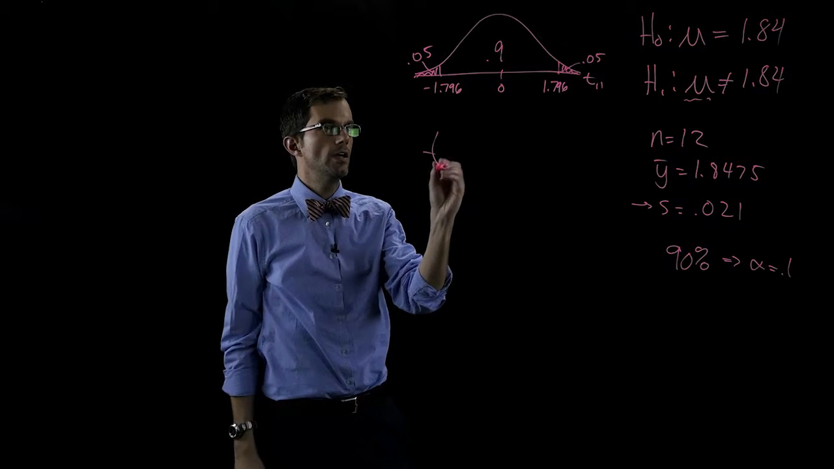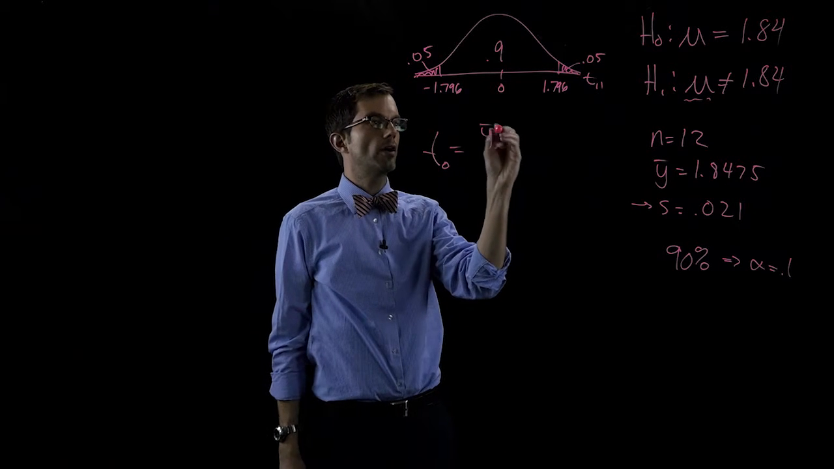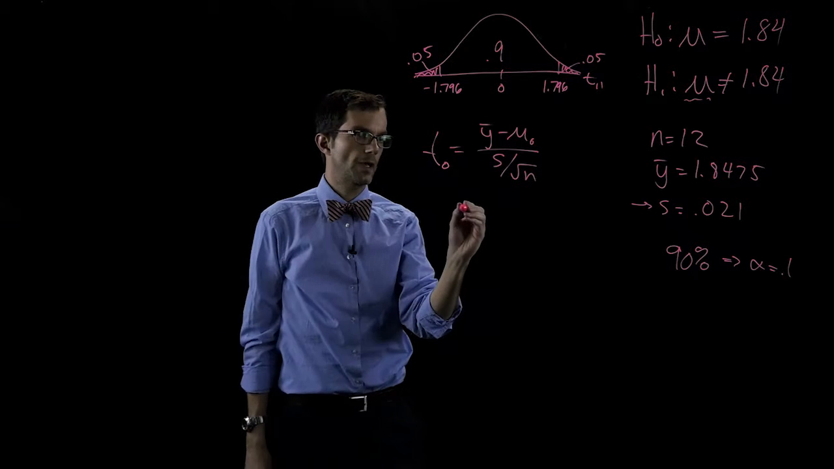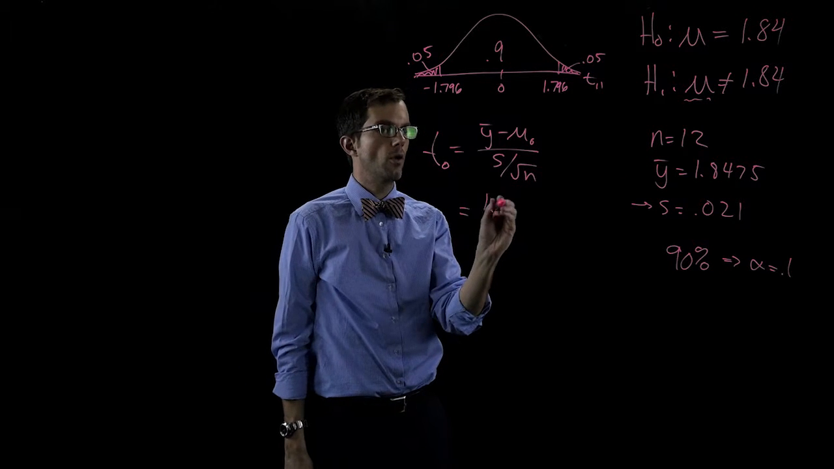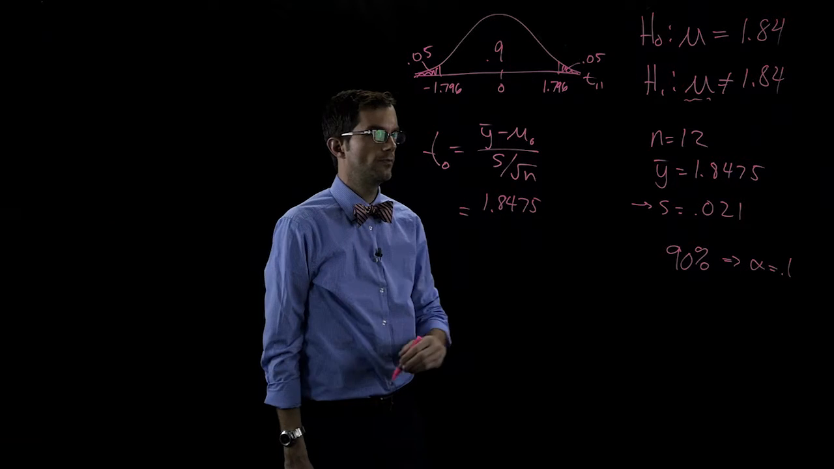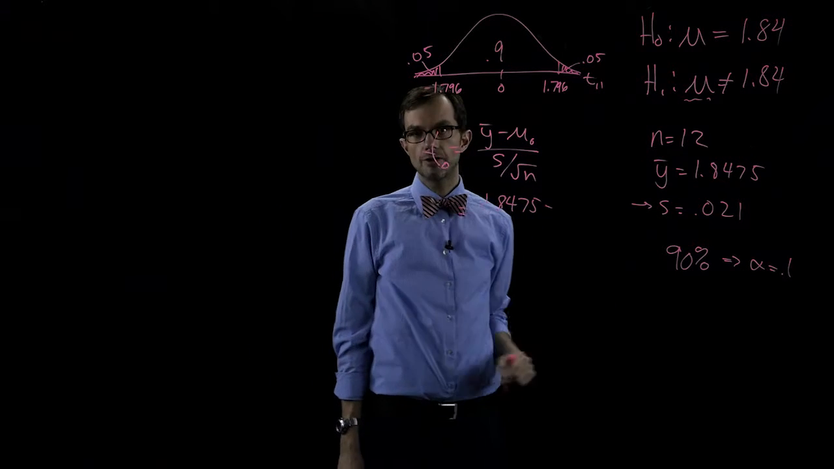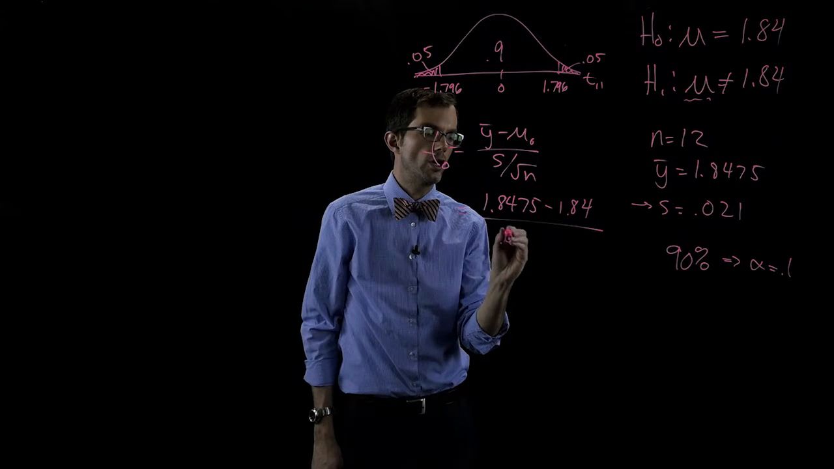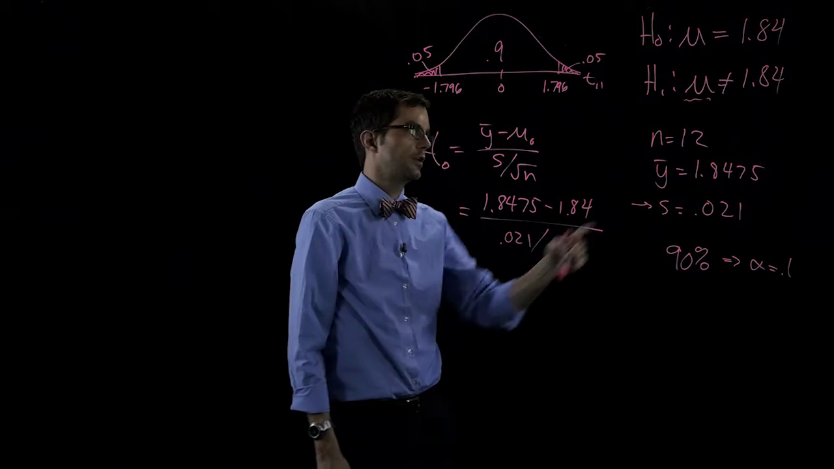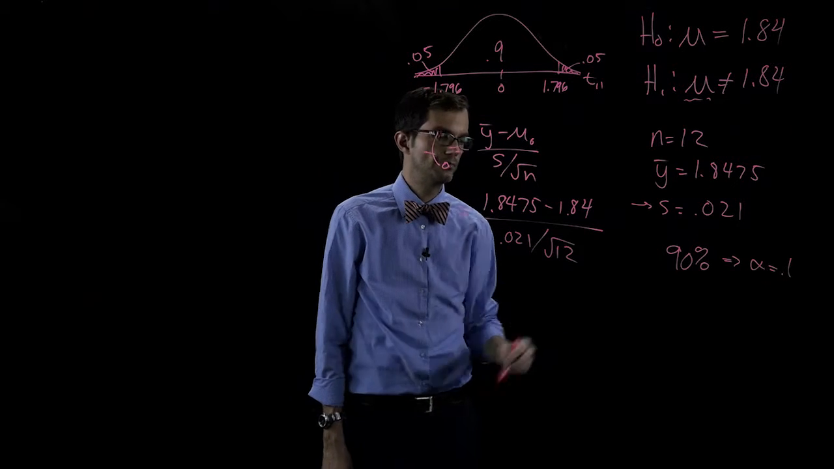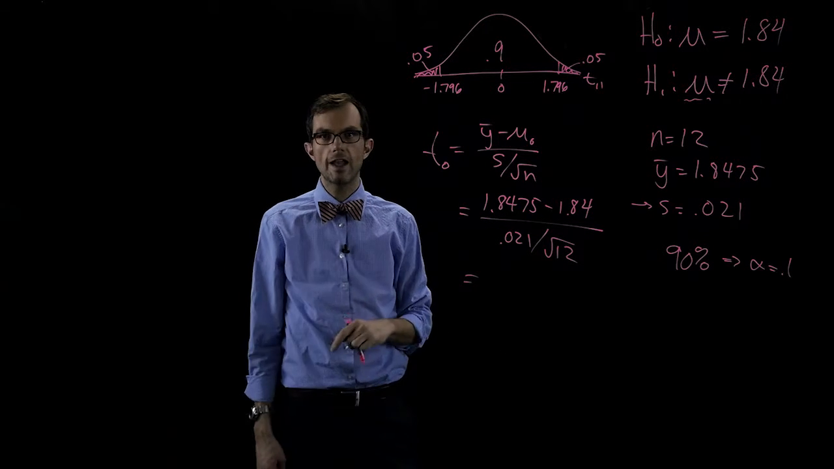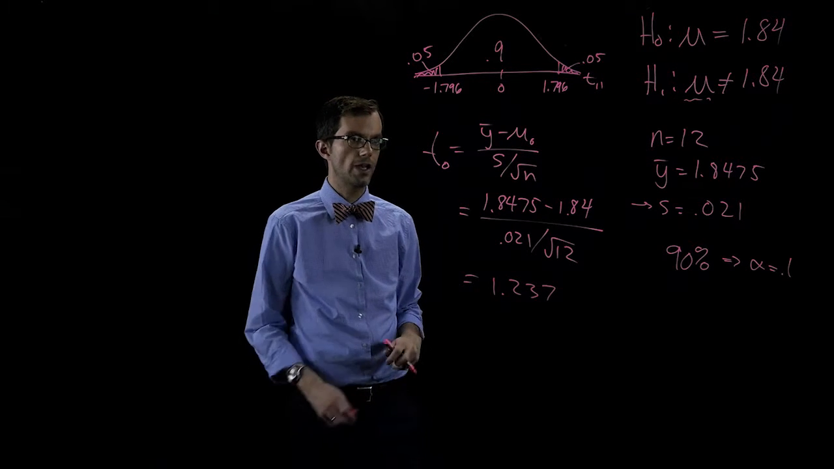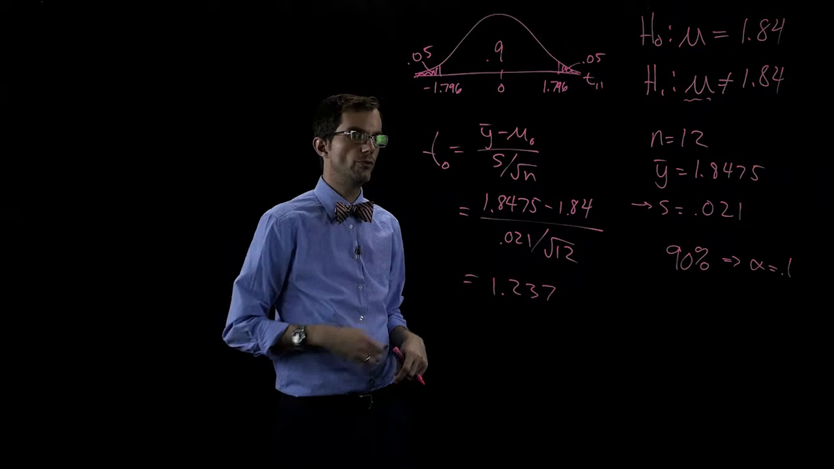So let's calculate that. t naught is y bar minus mu naught over S over root n. Here we have y bar, 1.8475, minus the hypothesized value 1.84, divided by S, 0.021, over root n. n is 12, root 12. And if we work that out using our calculator, we've got 1.237. So the test statistic is 1.237.